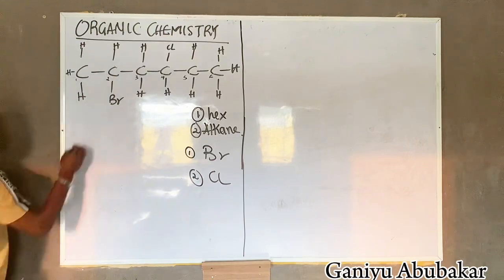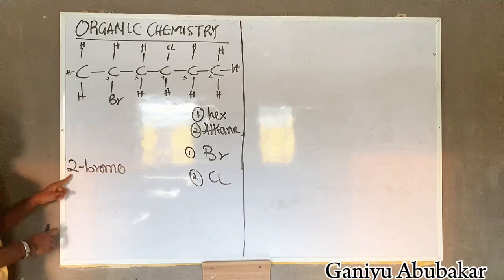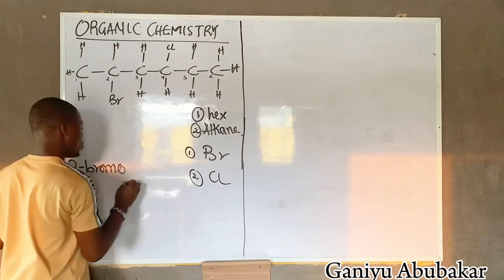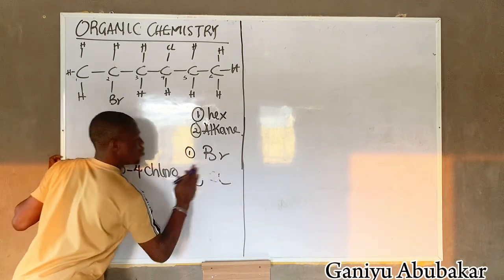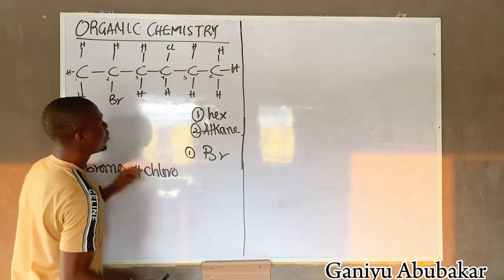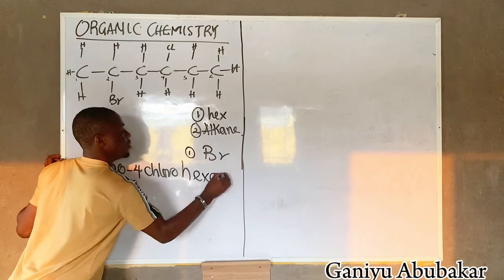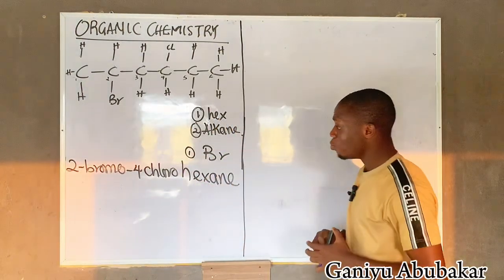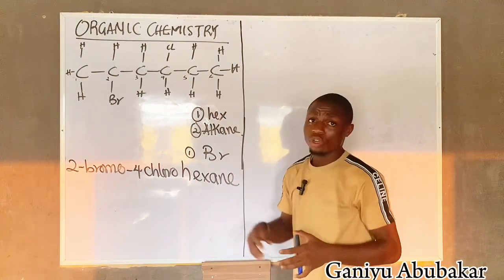So that becomes the 2-bromo. Next up, chlorine is on carbon 4, 4-chloro. Next up, hexane. So this is how you name this compound. So this compound is called 2-bromo-4-chlorohexane. So that's the name of this compound.